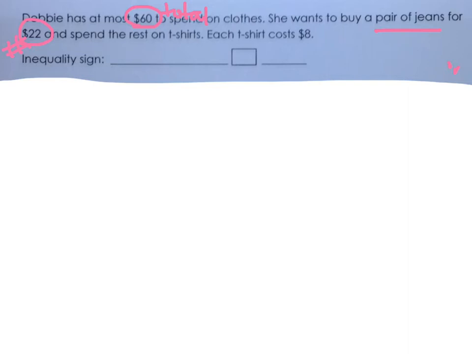But then she says she wants to spend the rest on t-shirts. Each t-shirt costs $8. So I know that that 8 is going to be the number with the variable because it has that keyword each, which tells me it's multiplied by x. That's the one that's going over and over and over, kind of like the slope. So I'm going to write out my numbers in their order. I have 22. Okay, that's the one-time amount. But then I have 8 that's being multiplied by x.